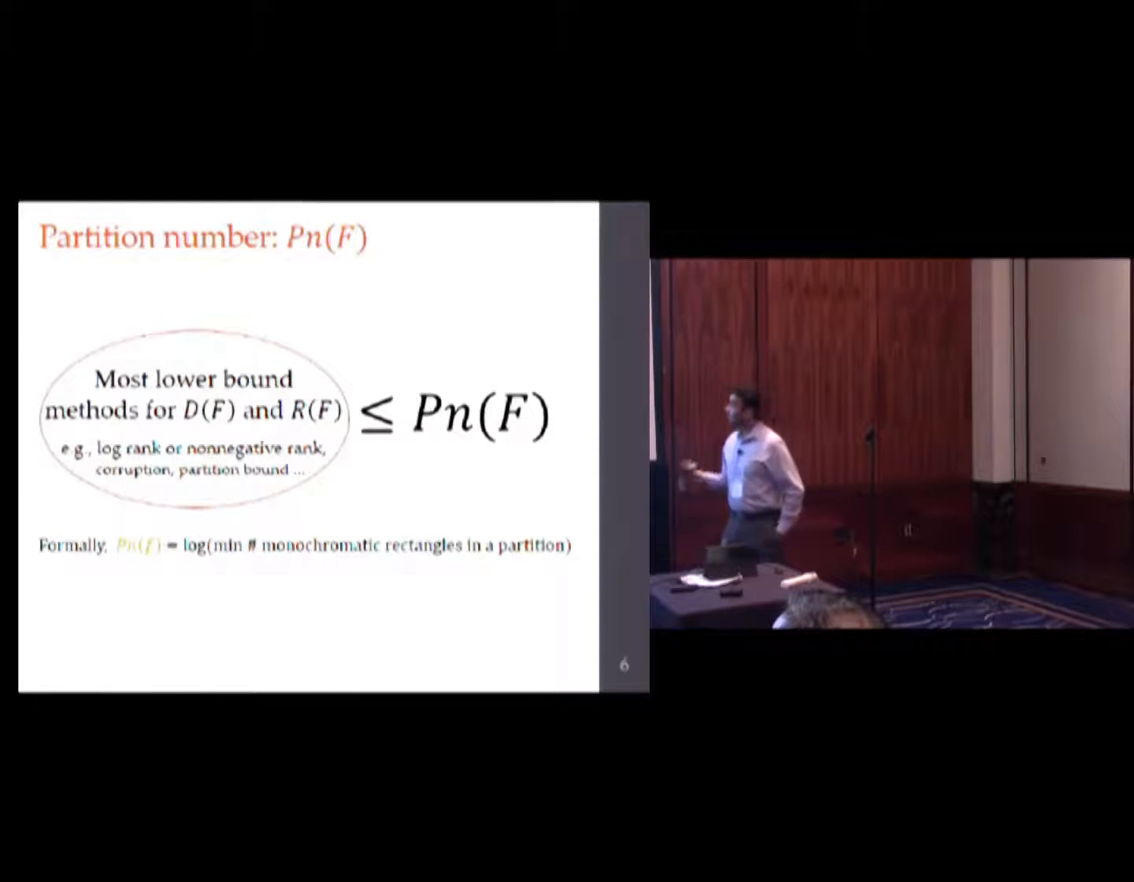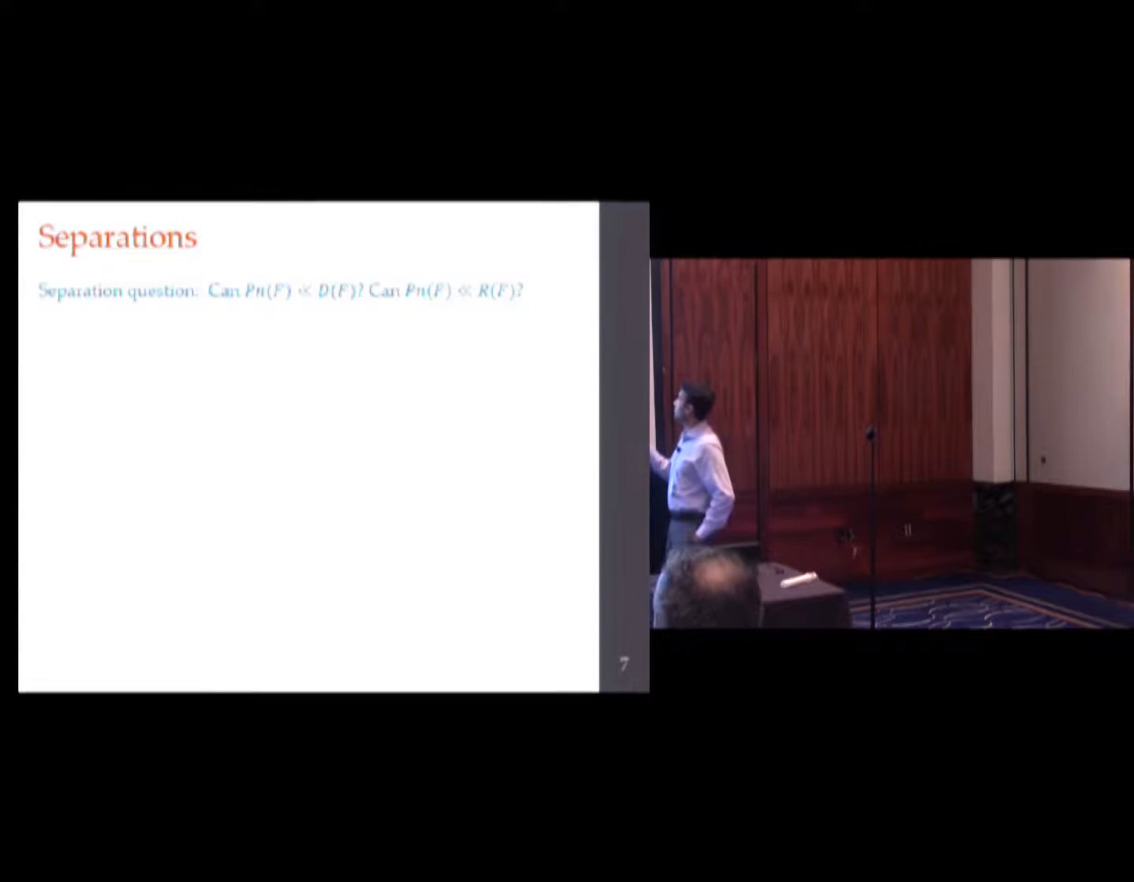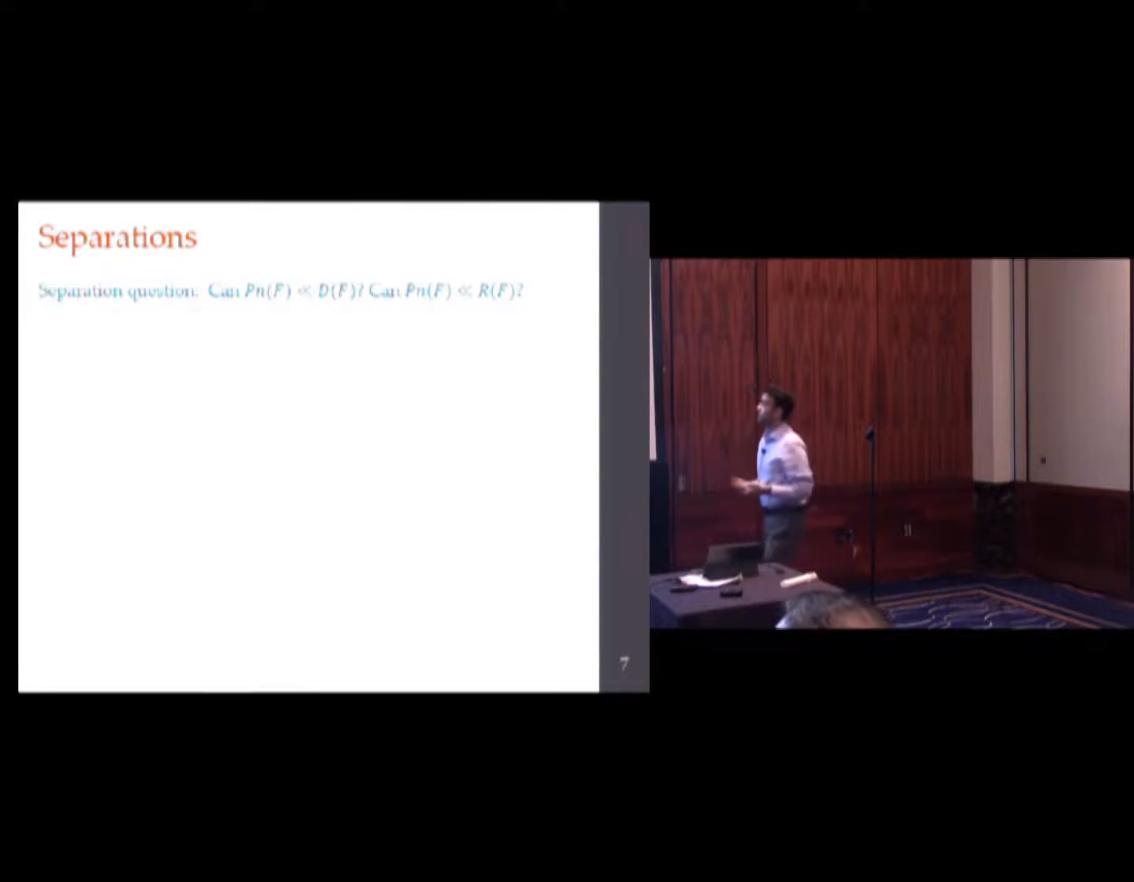So why should we care about upper bounds on every lower bound technique? Because then we can ask the separation question, which is, again, can this partition number be smaller than deterministic communication complexity or randomized communication complexity? And if it can be, this is going to be a problem, because this means all of our lower bounds are going to fail to prove good lower bounds, because partition number is an upper bound on all of the lower bound techniques. And if we separate it from the measures we're trying to lower bound, that means there's always going to be a gap, and you're not going to have good lower bounds for some functions, at least for those functions for which we prove the separation.